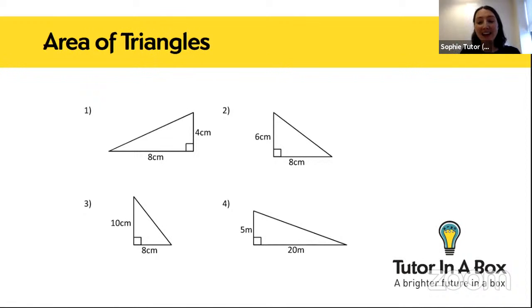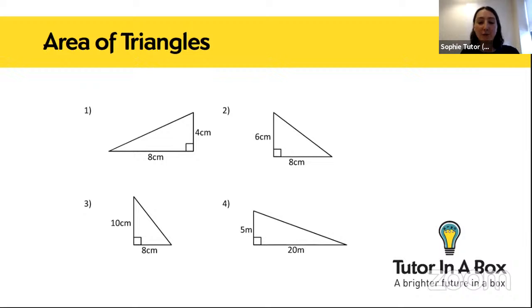So if you haven't yet had a go at number 2, number 3, or number 4, have a go at that. And then a couple more minutes, then we'll go through them. So remember, the area of a triangle is base times height divided by 2. So we're going to work out the area of the whole rectangle or square first. Then we're going to halve it, okay?